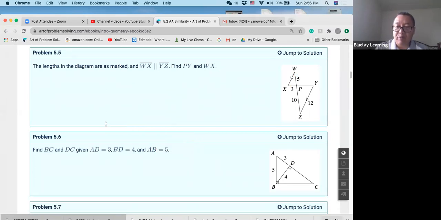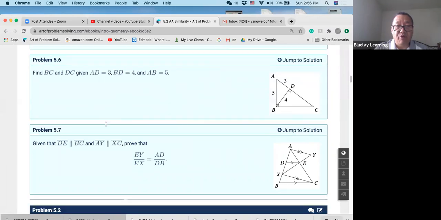Now let's go to 5.6. This one, they ask you to find BC and DC. They give you AD equals 3, BD equals 4, and AB equals 5. They also tell you triangle ABC is a right triangle. Triangle ADB is also a right triangle. So here, actually you have 3 pairs of similar triangles.